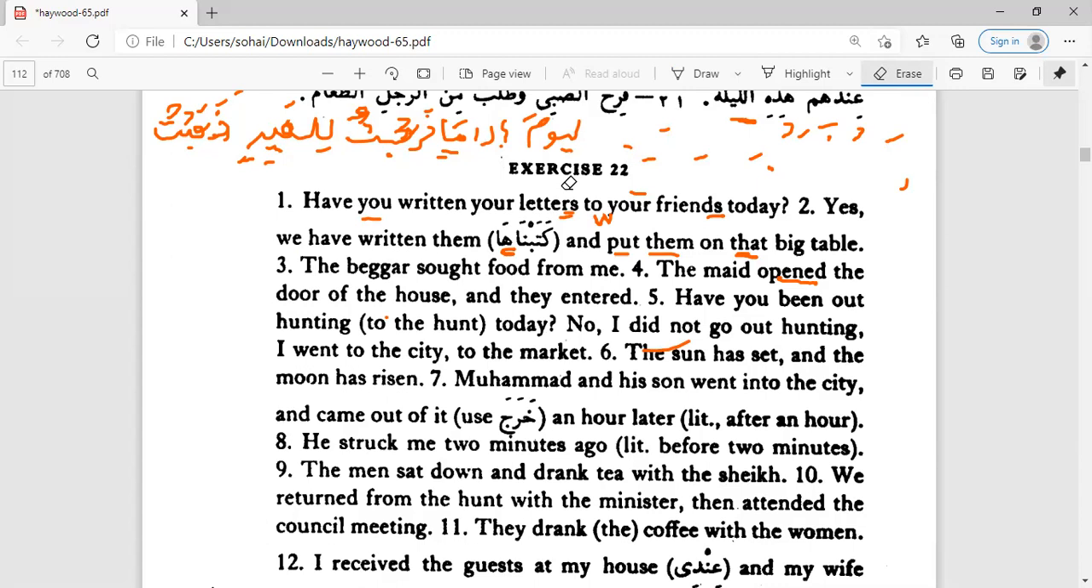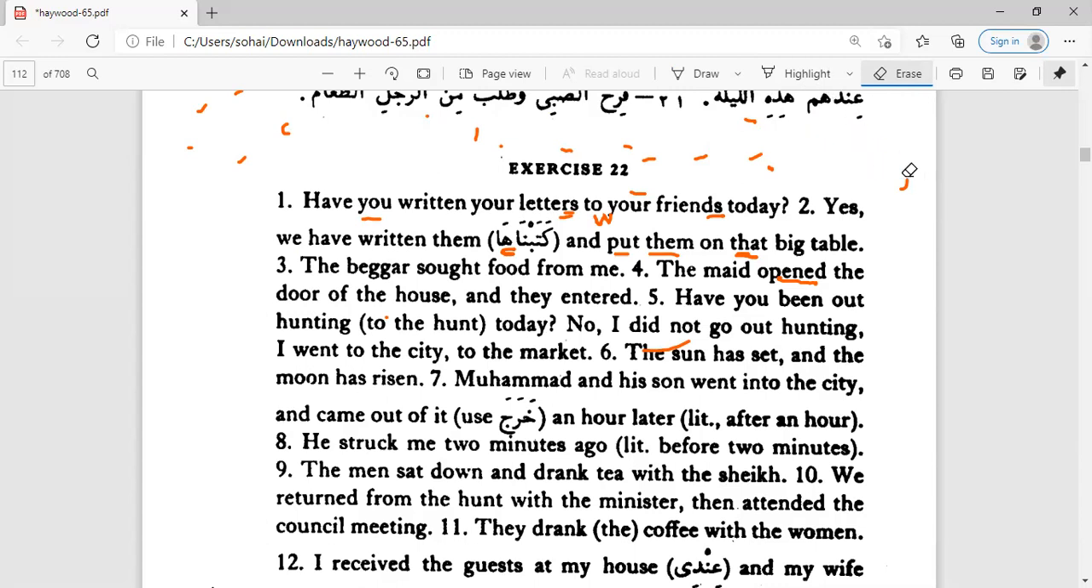6, the sun has set and the moon has risen. This is a bit of a test for lesson 2. Do you remember what gender sun and moon are? They're both different genders, but do you know which one is masculine and which one is feminine? We just learned the words for rising and setting. So do this yourself. Muhammad and his son went into the city and came out of it an hour later.